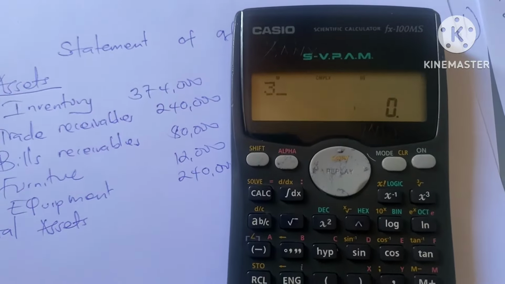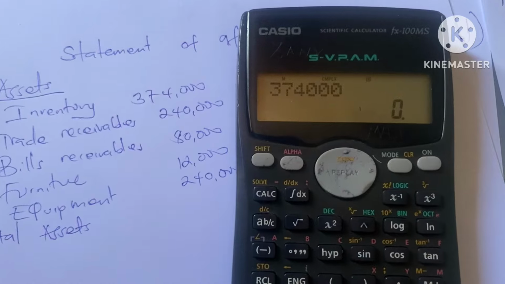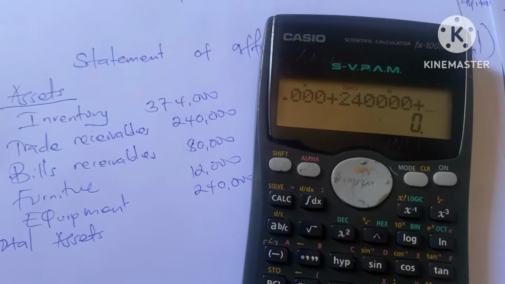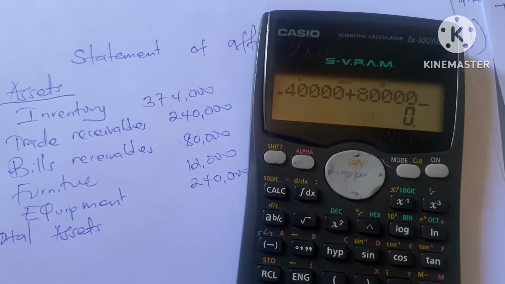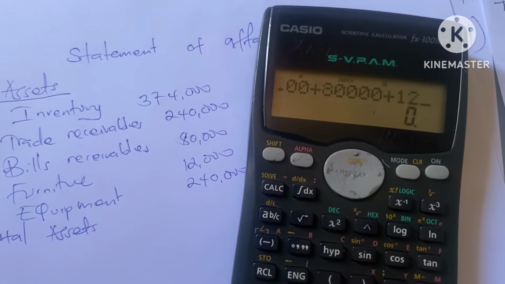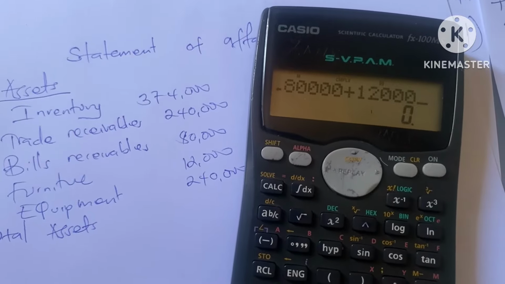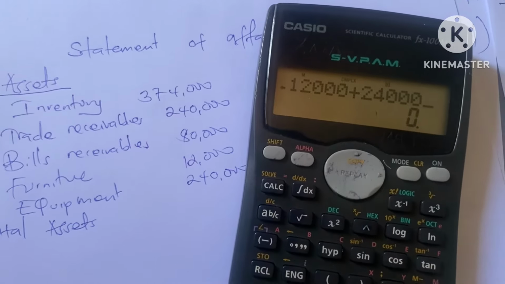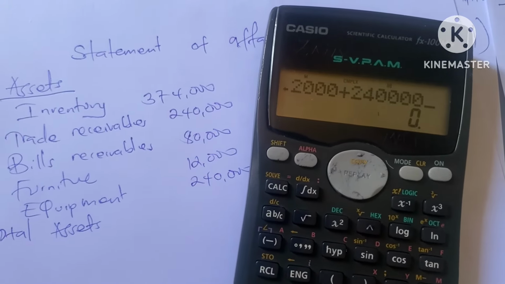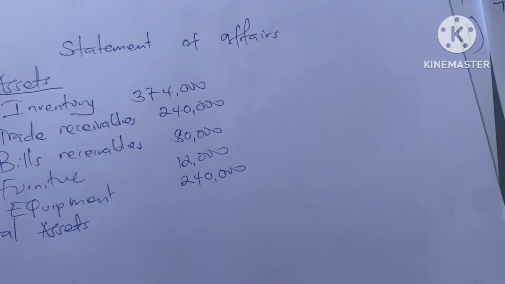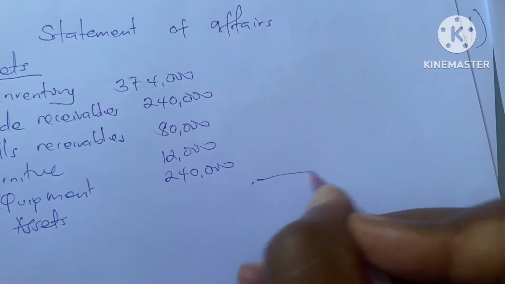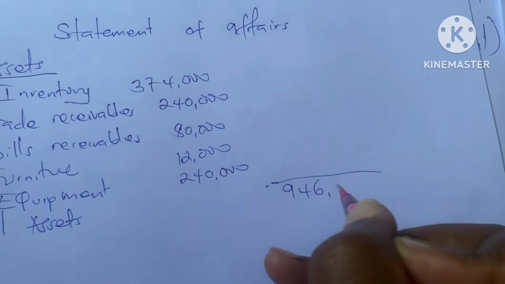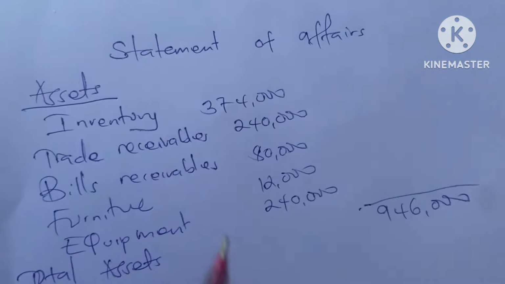So we add and get the total assets. So 374 plus 240 plus 80,000 plus 12,000 plus 240. What you get is 94600. That is the total assets.